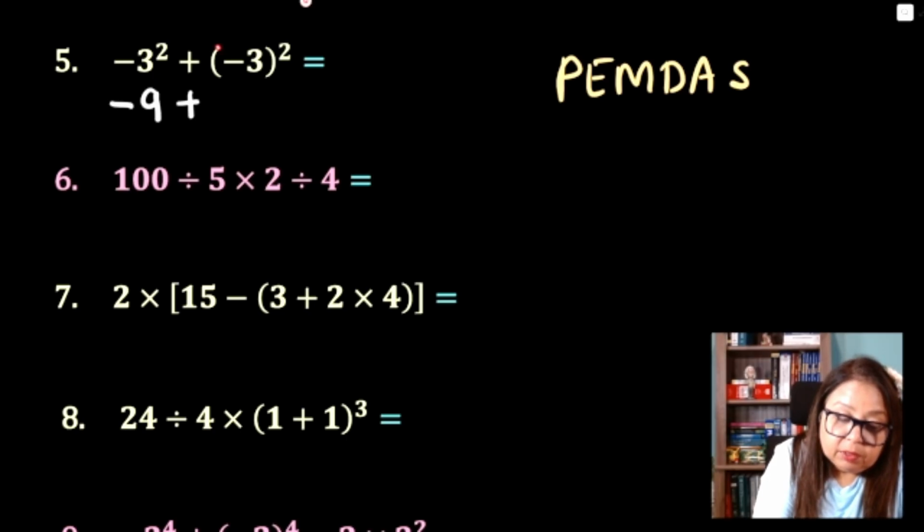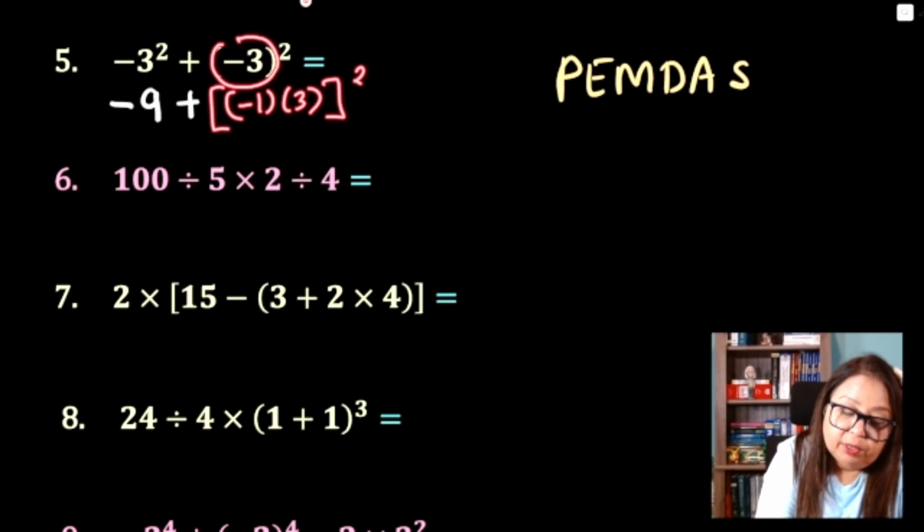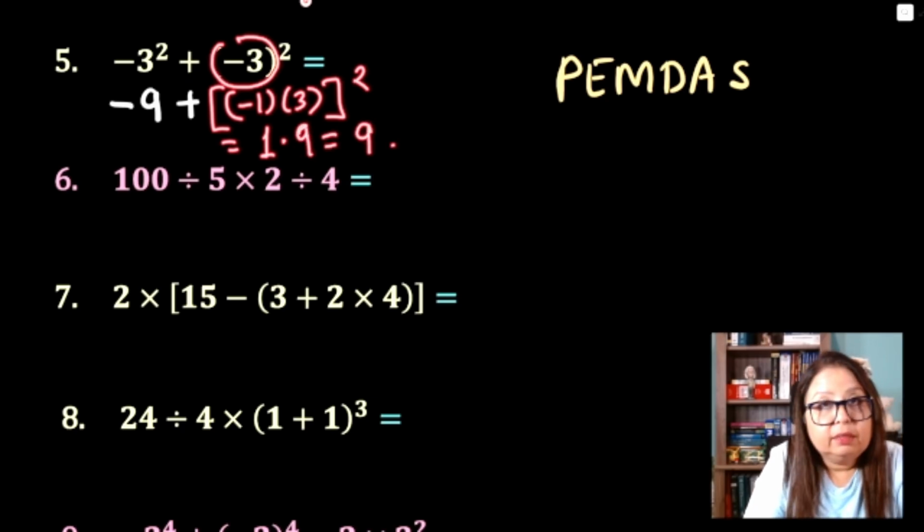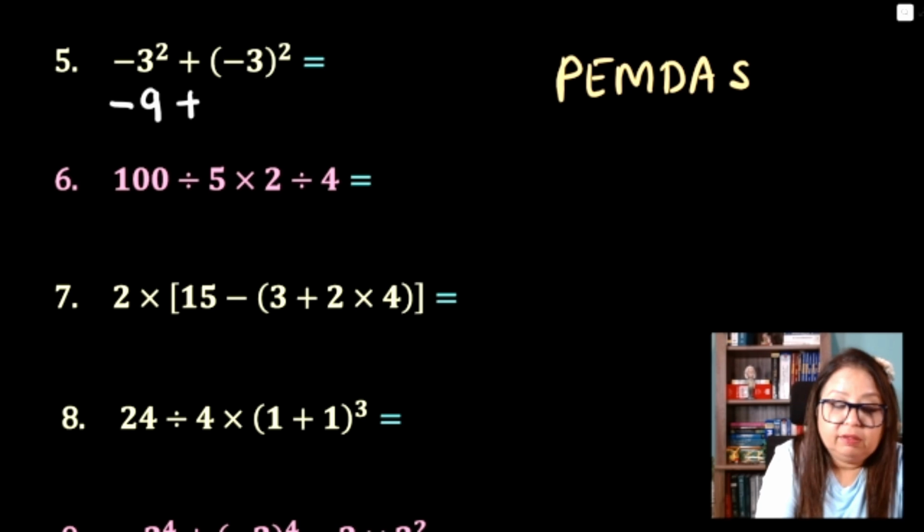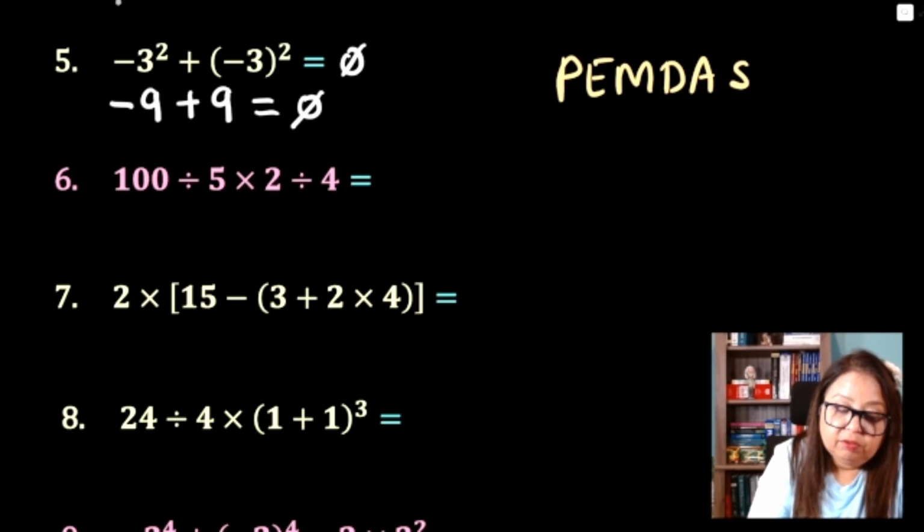In the second term, now we have minus 3 inside the parentheses. That means this minus 3, which is actually minus 1 times 3, this entire thing is squared, which gives you minus 1 squared is 1, 3 squared is 9. This is equal to 9. Hopefully you already knew this. So we get minus 9 plus 9 equals 0. So the answer for this problem is 0.